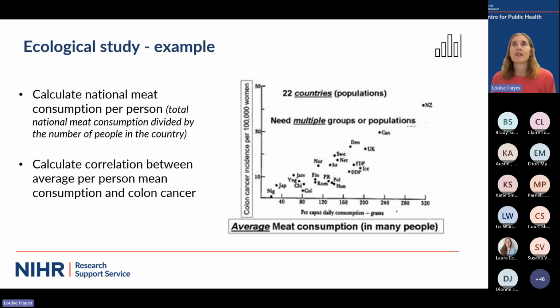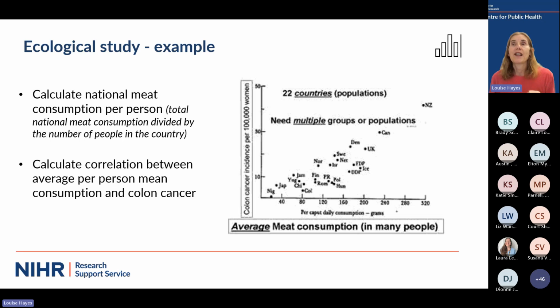But this is an example which is an old one, but these are data that were published some time ago. This is looking at average meat consumption in a whole country, so on the horizontal axis, this is per capita consumption of meat in grams. So this is taking the whole of the meat consumption in the country and dividing it by the number in the population. And then on the y-axis, on the upright axis, this is the average incidence of colon cancer.